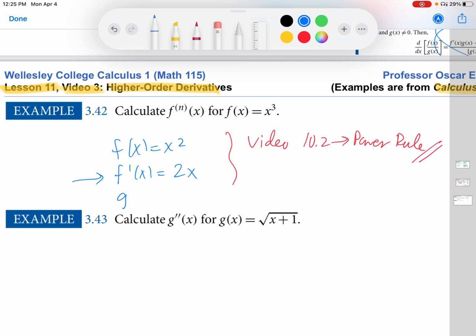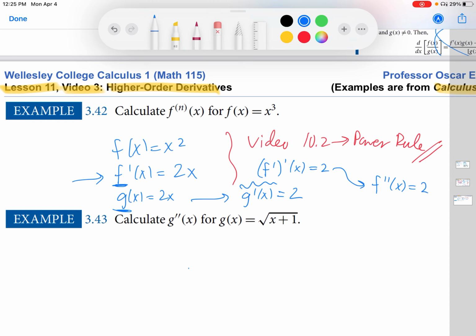What if I now just called 2x some other function, g of x? I didn't know that it was the derivative of x squared. Somebody just gave you the function 2x, and they asked you to calculate g prime. Okay, well, this is a linear function with slope 2. Its derivative is 2. There you go. You can do that. But notice that g is just f prime. So what you've calculated here is the derivative of the derivative. We call that the second derivative of f.